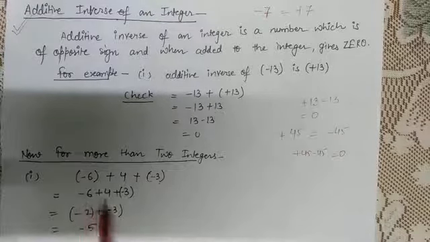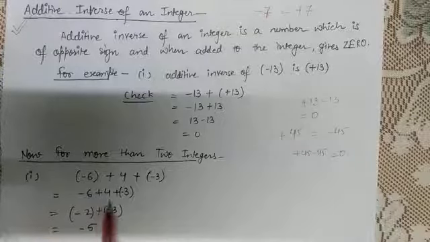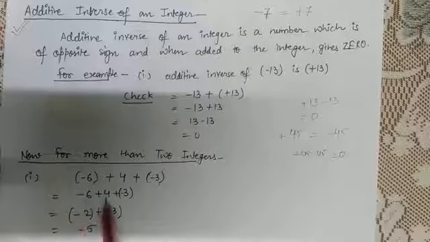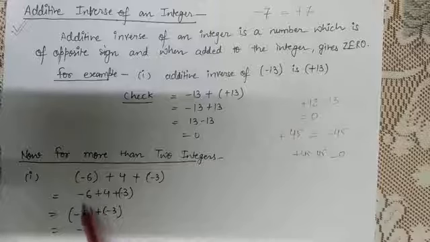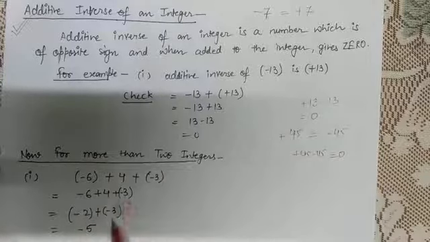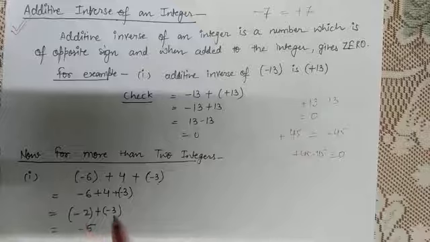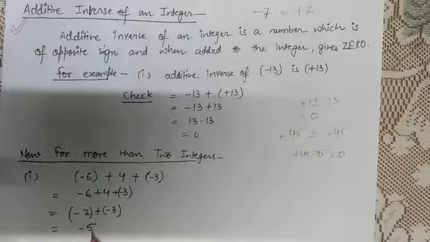The first 2 integers have to be solved first. This is minus 6, this is plus 4. They both are of opposite sign. We have to subtract them. 6 minus 4 is 2. Since 6 is greater than 4, we will use a negative sign. This was a minus 3. Now minus 2 and minus 3, they both are of same sign. We are going to add them. 2 plus 3 is 5, and since they both have minus signs, we get the answer minus 5.